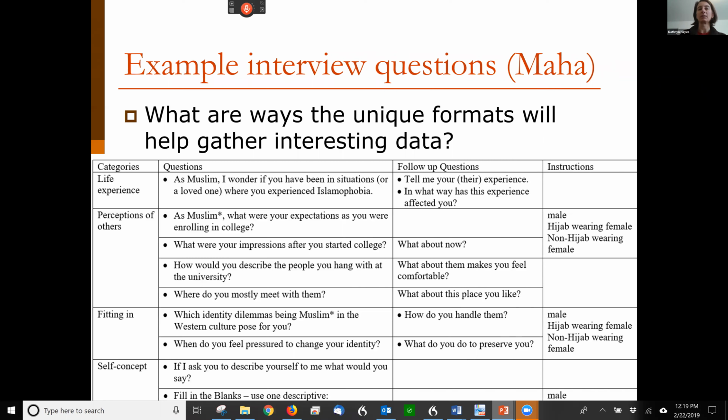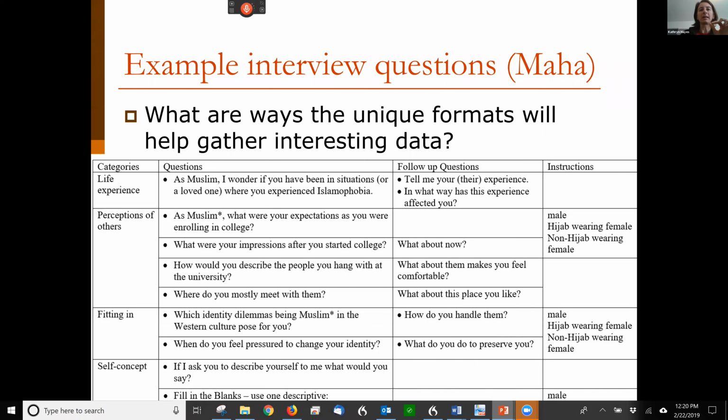Now she's getting into identity. What identity dilemmas does being Muslim in Western culture pose for you? I did give her a little bit of advice on this question. Students may not entirely understand those words, so you might have to introduce the ideas.